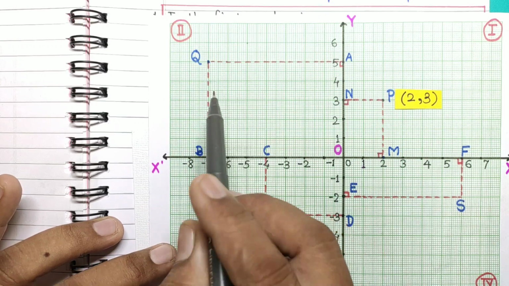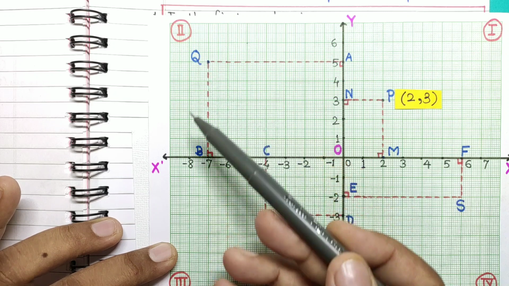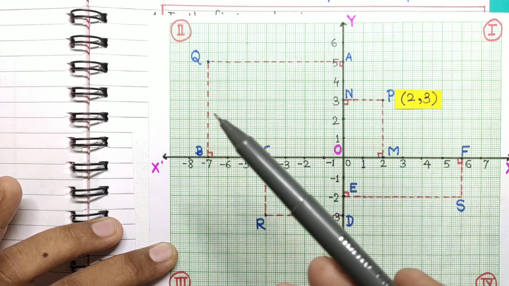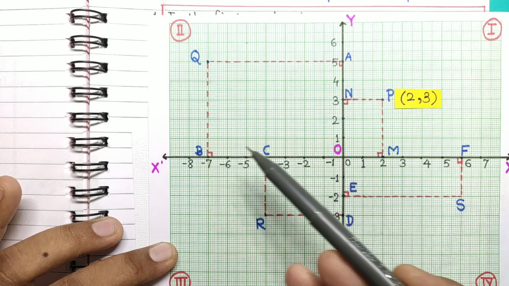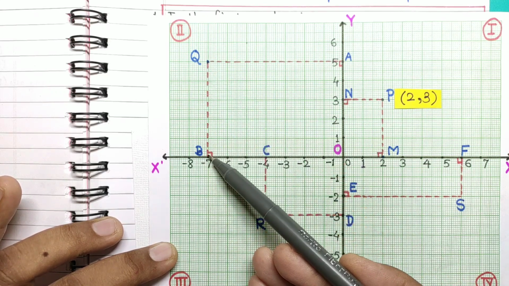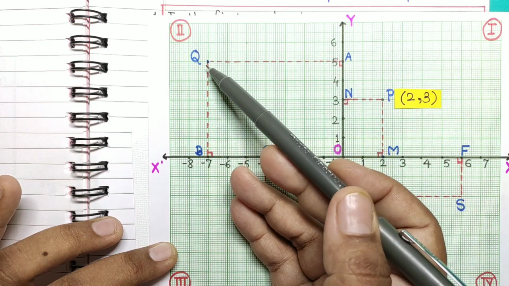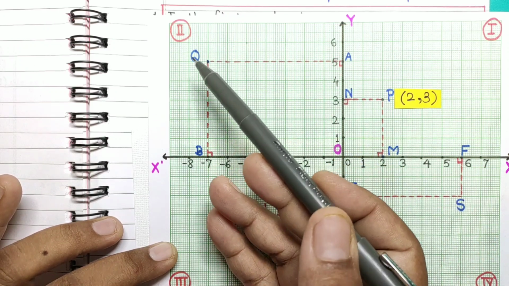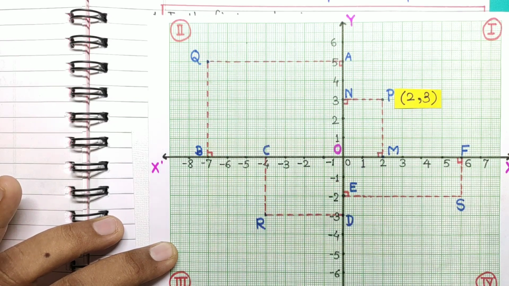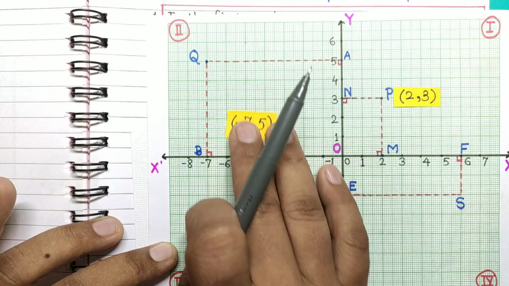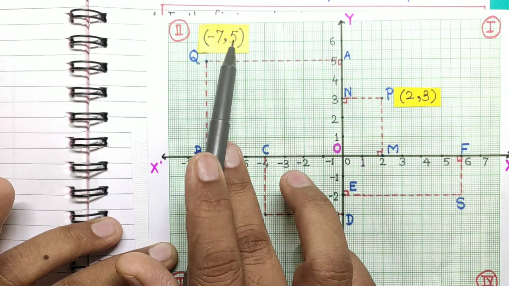Then for y coordinate, we have to consider distance of point Q from x-axis. For this, you draw perpendicular QB on x-axis and this length is 5 units. So, y coordinate of point Q is 5, and so the coordinates of point Q are minus 7, 5.